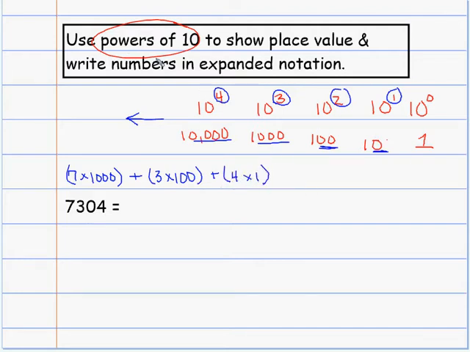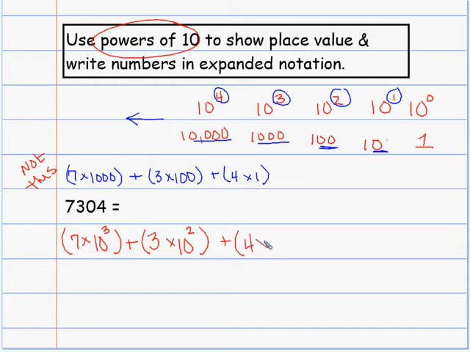But when you're going to get asked to write in expanded notation, but use powers of 10, so what you really need to do, okay, so not this, we need to write this as 7 times, what power of 10 gives us 1,000? Well, we need 3 so that we get those 3 zeros, plus the 3 times 10 to what power will give us 100? 2 zeros, we need an exponent of 2, plus 4 times 10 to what power gives us 1? We need a 0.